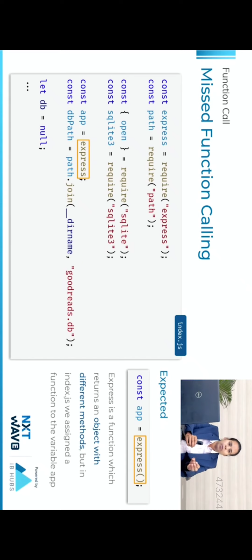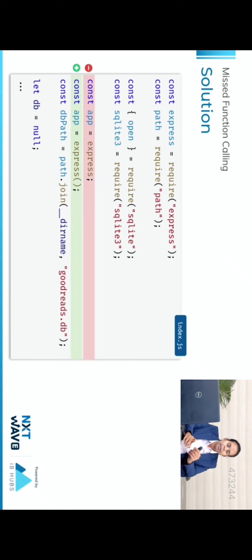But by writing app equal to express, when we miss the function call, we are just directly assigning the express to the app. So in the app, there won't be all these methods, get and put and all. So then you will get an error in this manner, saying that it is not a method. So you have to appropriately update it as a function call. Then you will get the result.